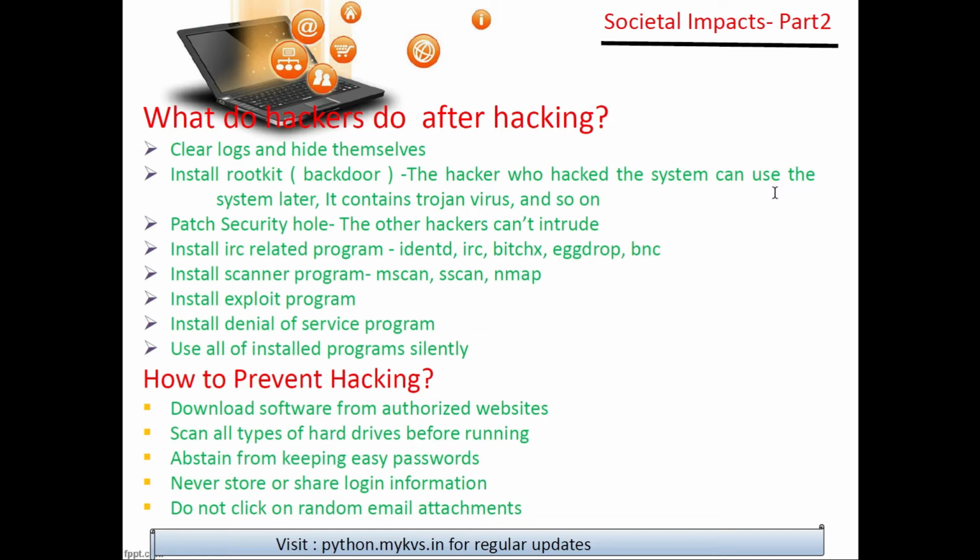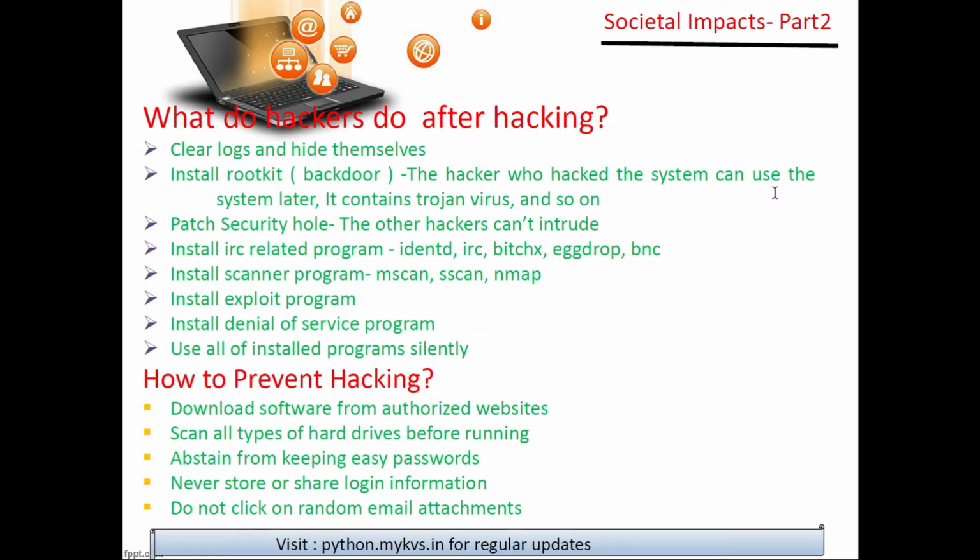Install exploit programs, meaning how to extract the data and send it to another server. Install denial of service programs. In this way, the functioning of other software can be disabled. Use all of the installed programs silently. This has to be done very silently, so that even the user who is using the machine regularly will not have any perception that something has been installed.